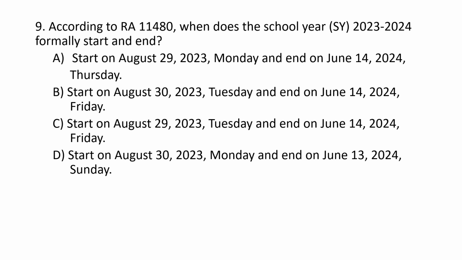Number 9. According to Republic Act 11480, when does the school year 2023-2024 formally start and end? A. Start on August 29, 2023, Monday, and end on June 14, 2024, Thursday. B. Start on August 30, 2023, Tuesday, and end on June 14, 2024, Friday. C. Start on August 29, 2023, Tuesday, and end on June 14, 2024, Friday. D. Start on August 30, 2023, Monday, and end on June 13, 2024, Sunday. What is your answer?